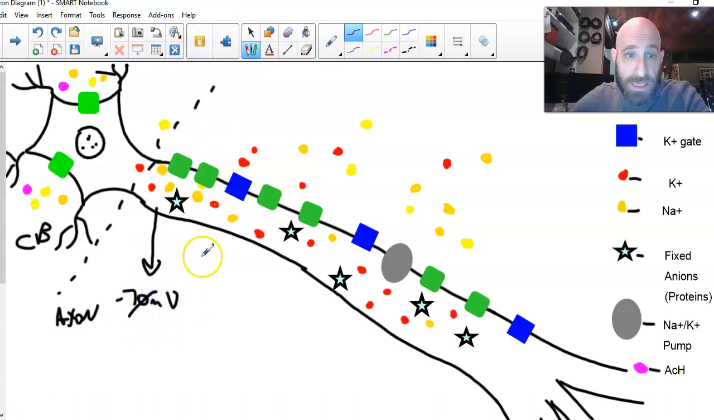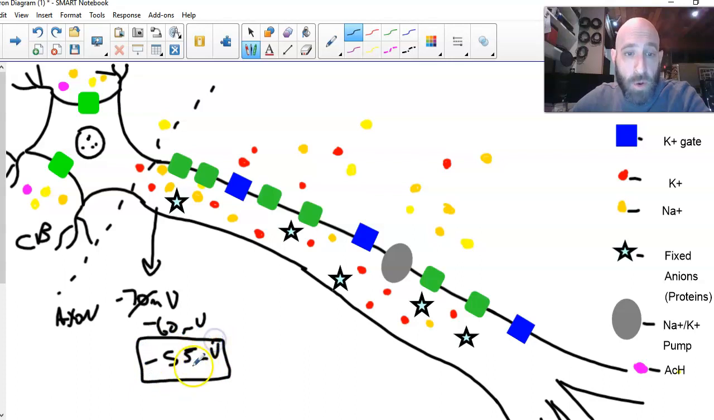Because more positives are coming in, it gets to negative 60 millivolts, it gets to negative 55 millivolts, which we're going to talk about a little bit later, but that is a very important number. That triggers the action potential. But for right now, we're just going to keep going.